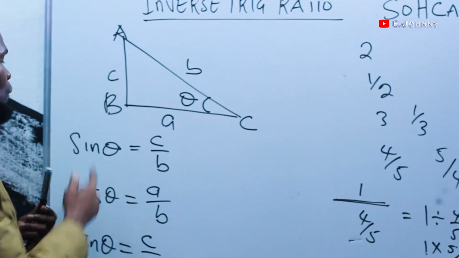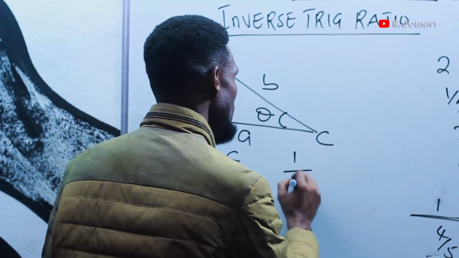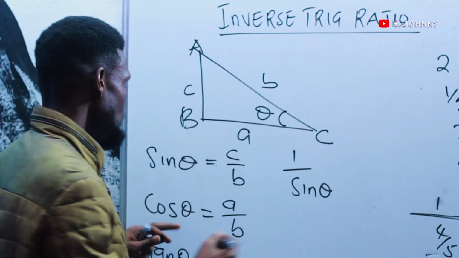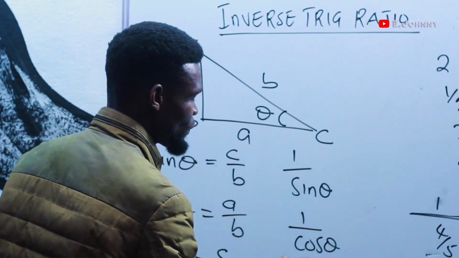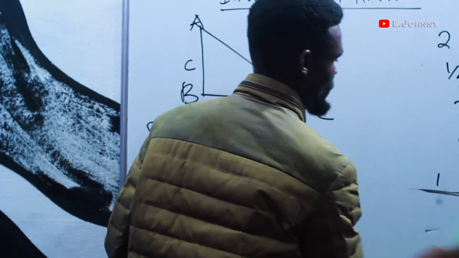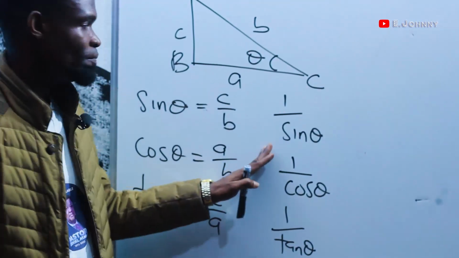So which means that if I ask you for the inverse of sine theta, it means 1 over sine theta. And then the inverse of cos theta is 1 over cos theta, and the inverse of tan theta is 1 over tan theta. Okay, so this is what we have in mind.